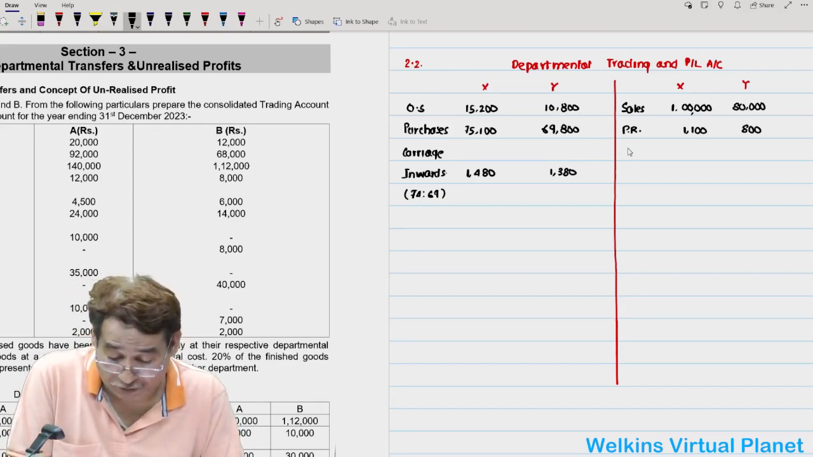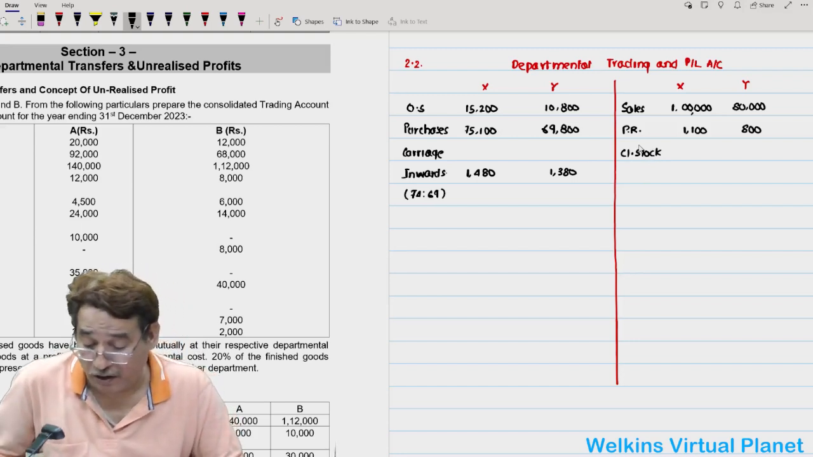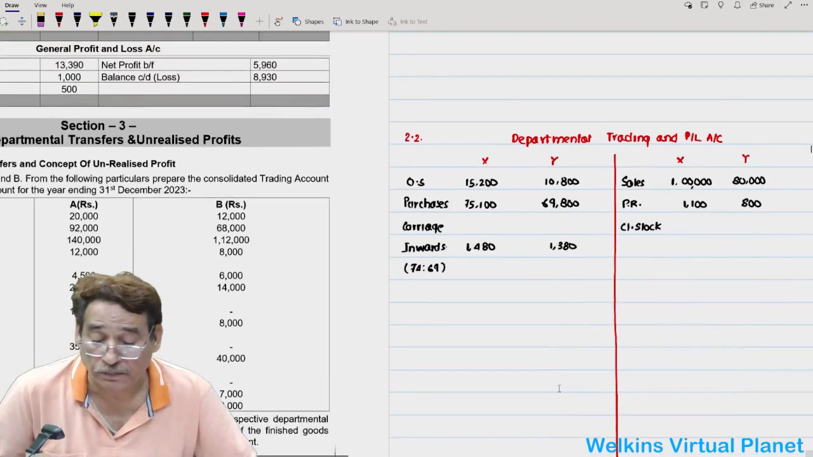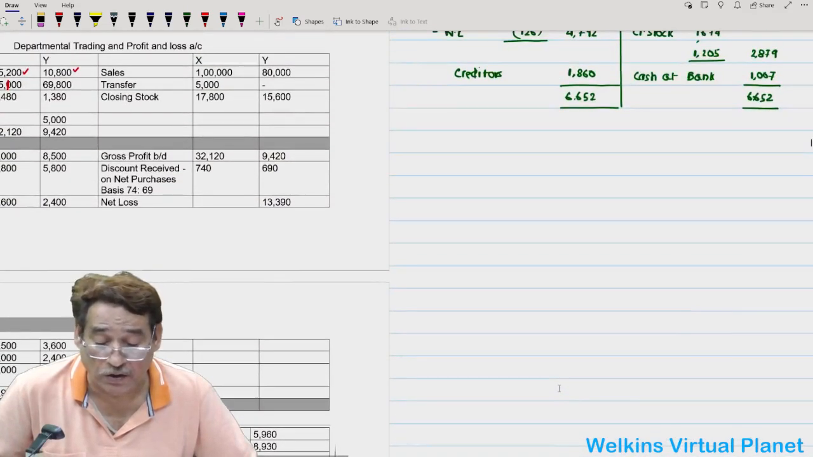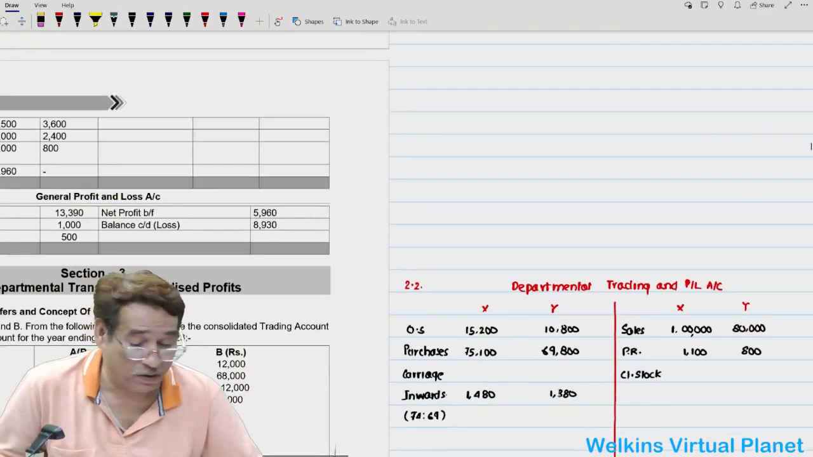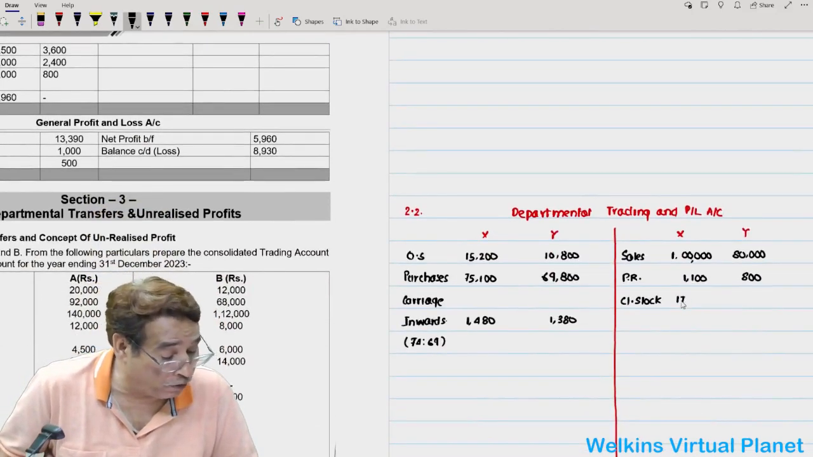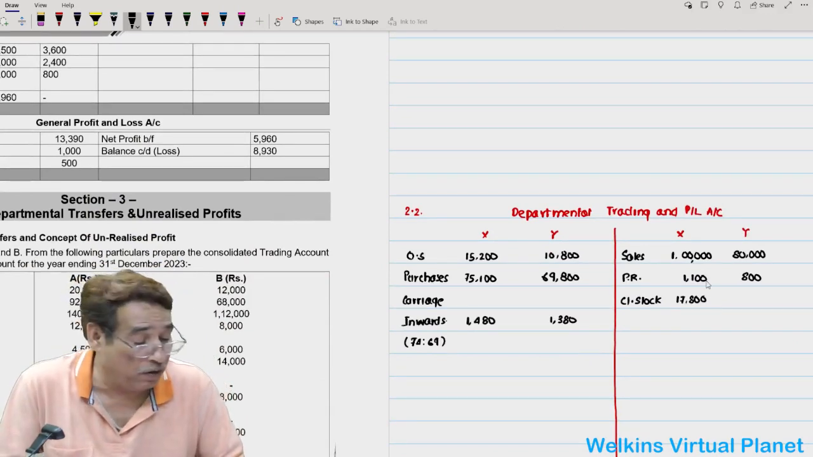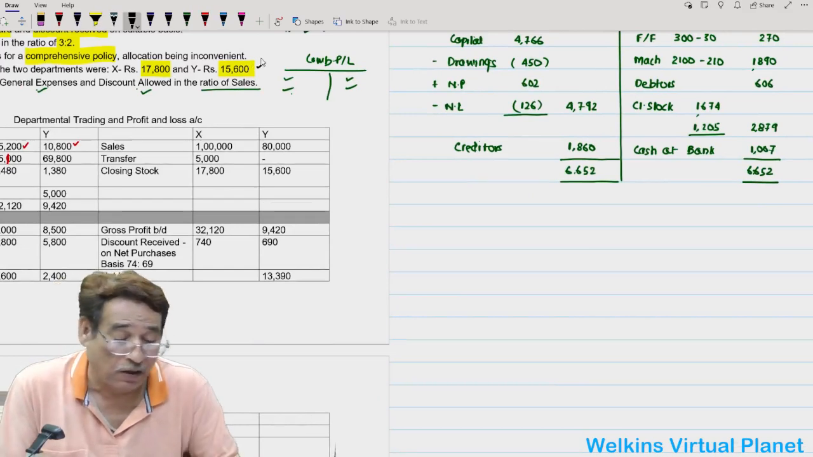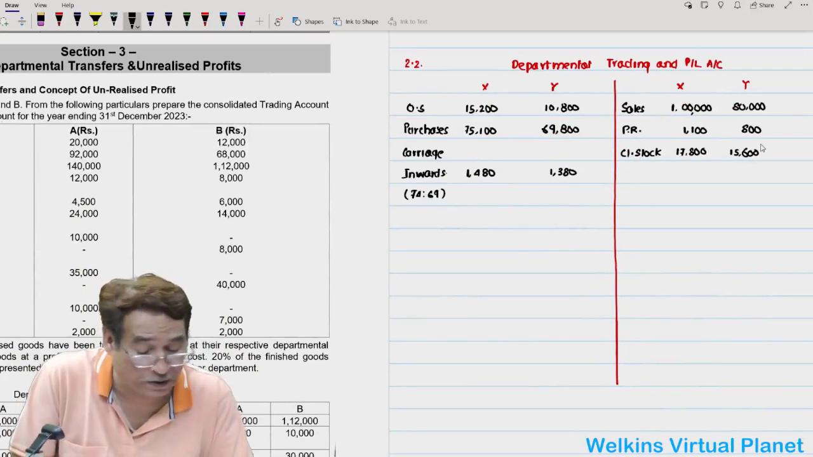And then we must not forget to write the amount of closing stock. What is the amount of closing stock in this particular question? I am not able to recapitulate it, so I will have to look. Amount of closing stock is 17,800 and 15,600. Right, it is. Now, because I have to flip through the pages, sometimes it becomes a little cumbersome. 15,600, correct?